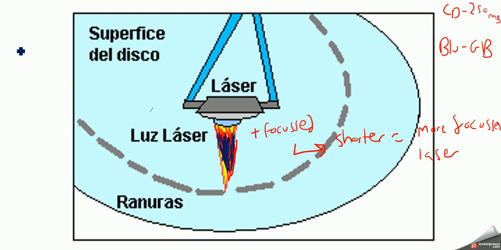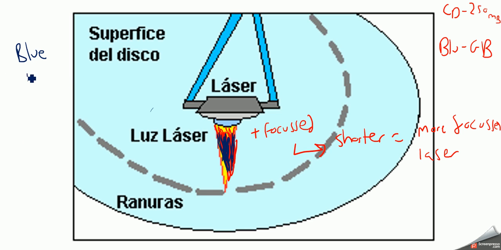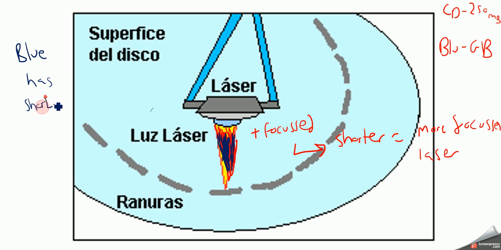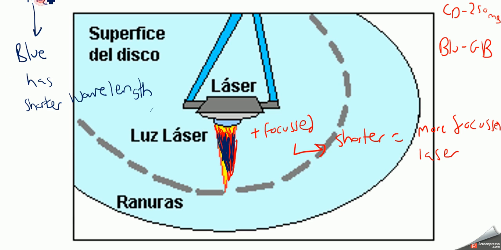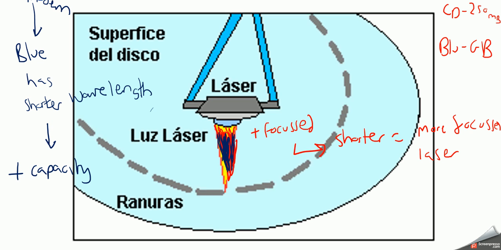So the blue has a shorter wavelength than the red, and blue is modern, it's new, which means shorter wavelength and increased capacity. You can store more data. There you go.